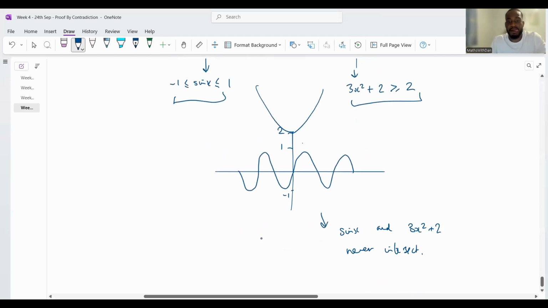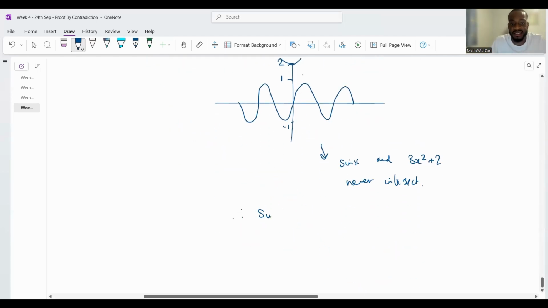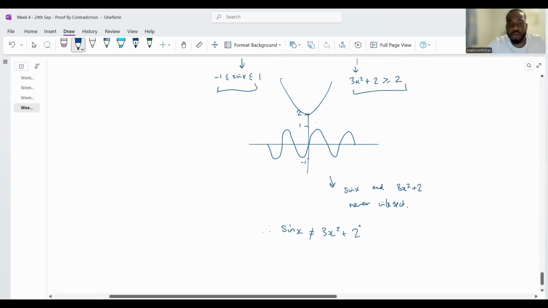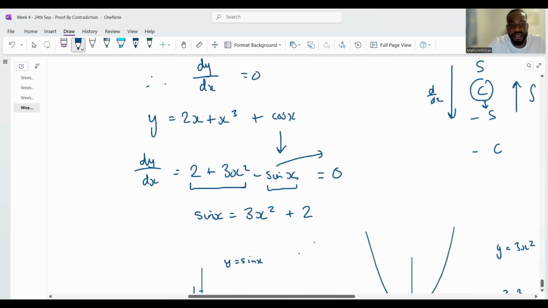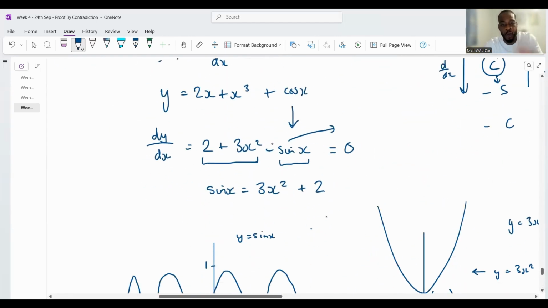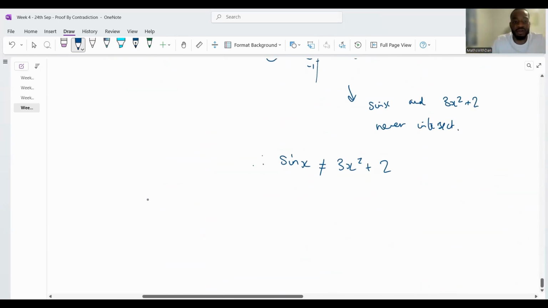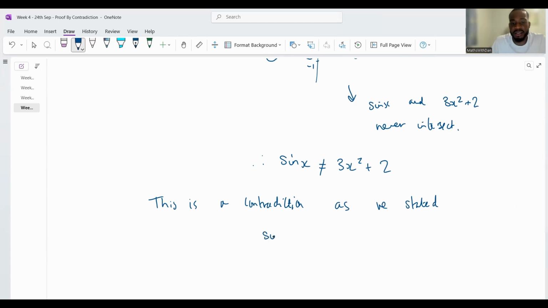So therefore, sine x is never equal to 3x squared plus 2. Is this a contradiction to anything that we've done? Absolutely, because when we said dy/dx is equal to 0, we got to the fact that sine x is equal to 3x squared plus 2. So what you're going to say here is that this is a contradiction, as we stated sine x is equal to 3x squared plus 2. So we found our contradiction.